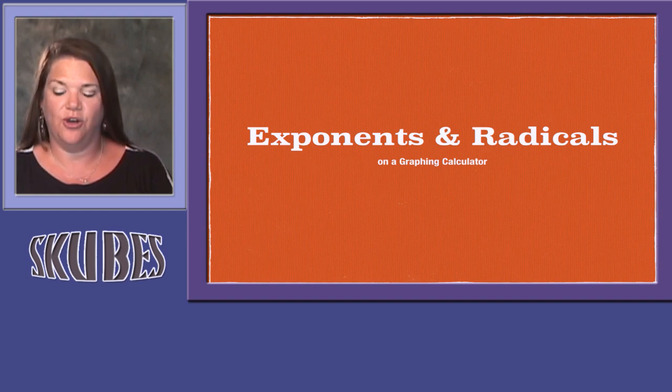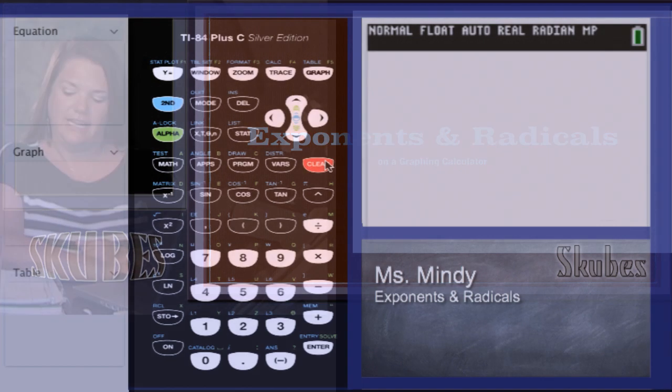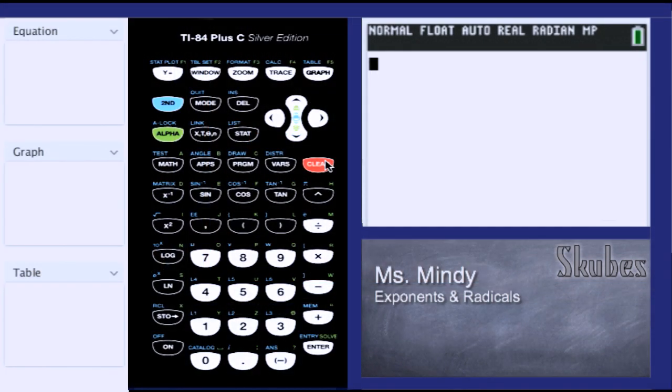Welcome to the lesson on exponents and radicals using the graphing calculator. Let's start by raising the base of 2 to the power of 2. So 2 squared. We're going to type a 2 from the white keys, and then we're going to use the exponent button. Now there is a shortcut button for the squared.